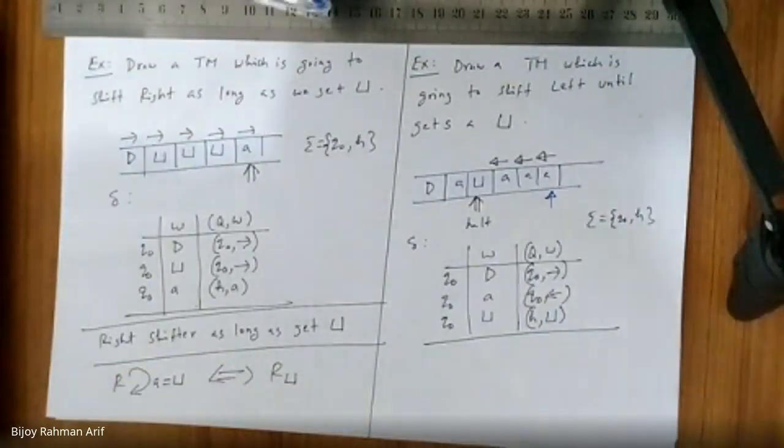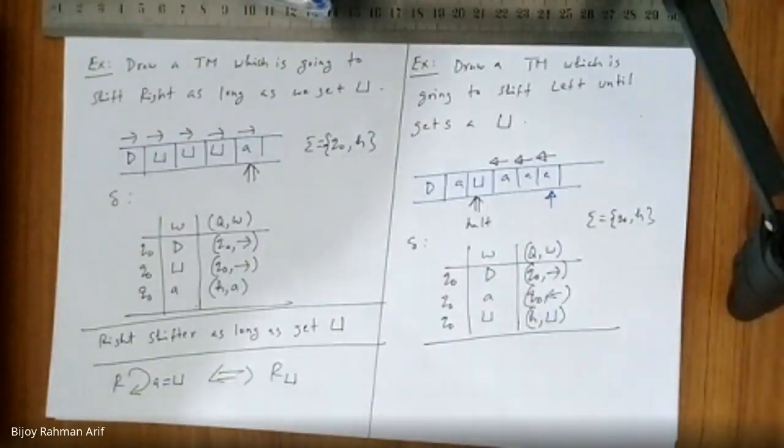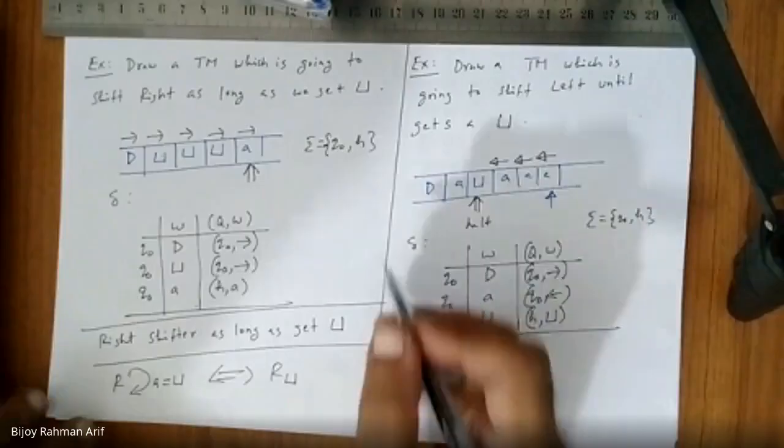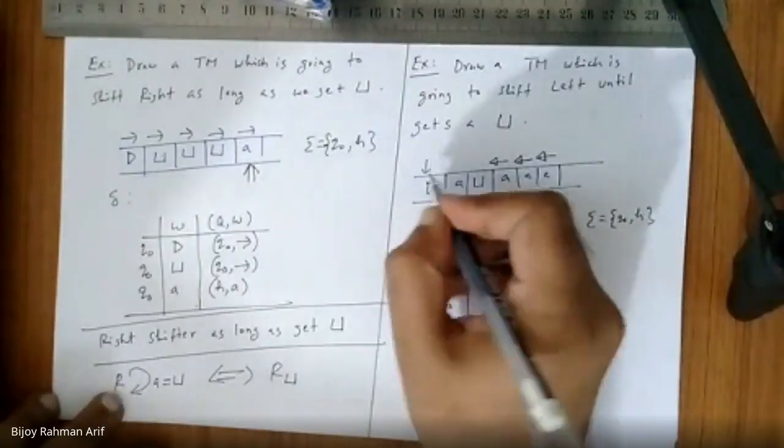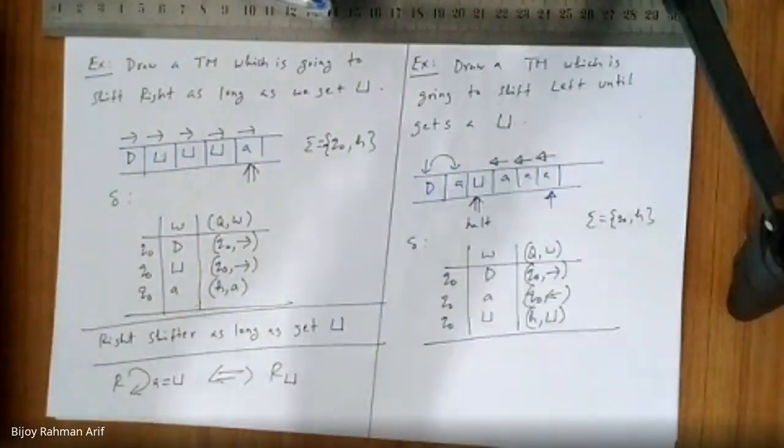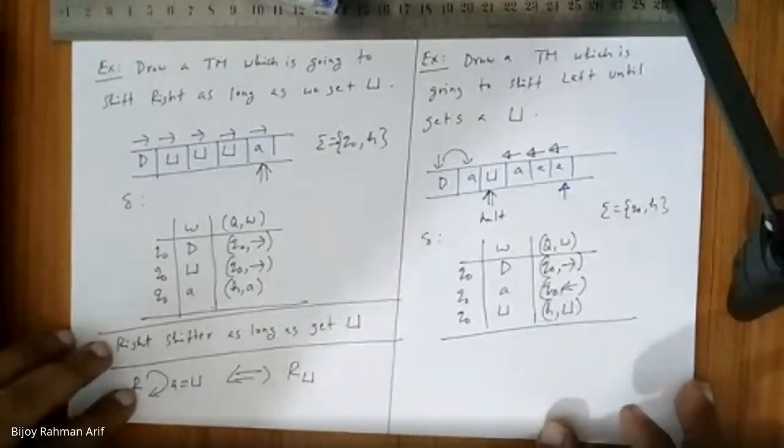Did you get it? Sir, I didn't understand the first line, Q naught triangle, Q naught right. Because whenever I reach here, automatically I'm going to move to the right. That is already the definition of the Turing machine.